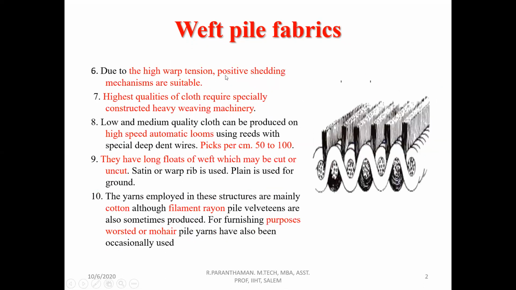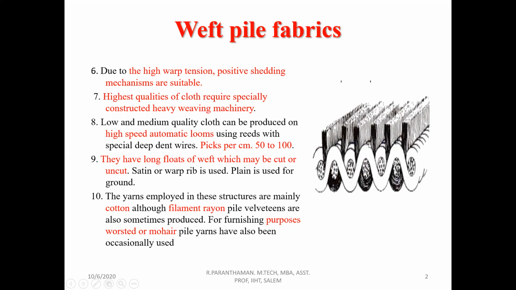Due to the high warp tension, positive let-off mechanisms are suitable. So a high quality of fabric can be produced by using heavy weaving machineries. And in normal high production automatic power looms, we can achieve 50 to 100 picks per centimeter. So these will be commercially available fabrics. They have long floats which may be cut or uncut. These fabrics have loopy piles or cut piles on the surface.